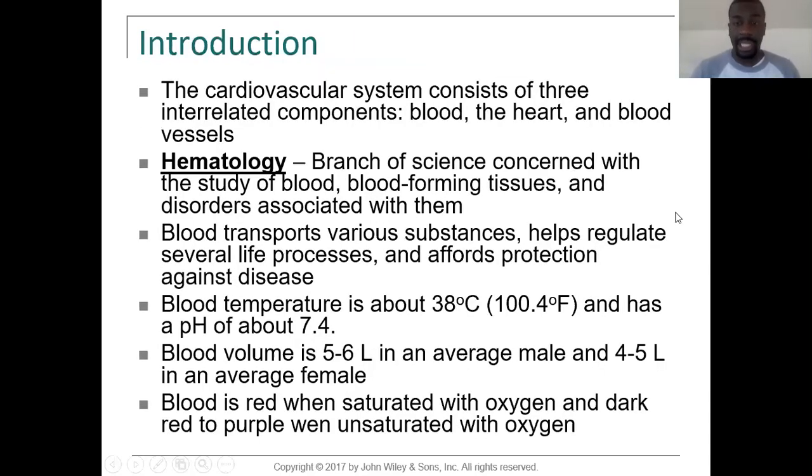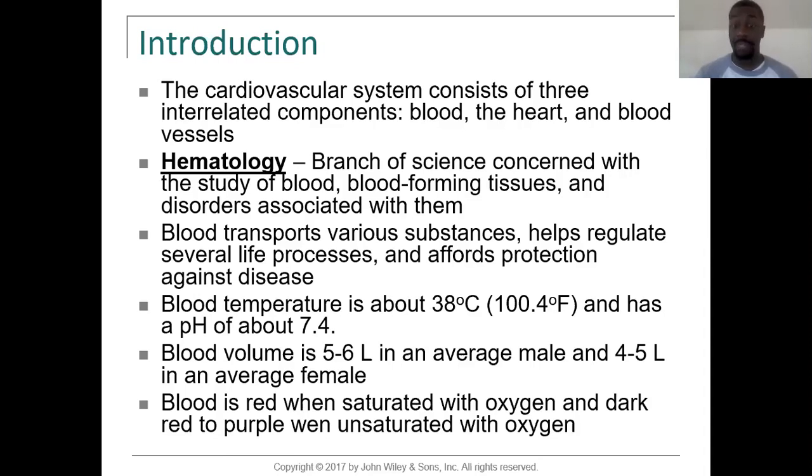All right, so when we look at the heart, the cardiovascular system is going to be made up of, like we talked about, the blood, the heart, and then the blood vessels. So those are going to be the roadways that allow the blood to be able to move from point A to point B. Okay, so the blood is going to be studied through the science of hematology, which looks at the blood, all the blood vessels, and all the blood-forming tissues, and any disorders associated with blood vessels.